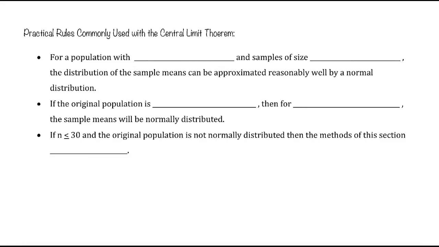If we have a population with any distribution, and we have samples of size n greater than 30, the distribution of the sample means can be approximated reasonably well by a normal distribution. If the original population happens to be normally distributed, then for any sample size n, the sample means will be normally distributed. And if the sample sizes are less than or equal to 30 and the original population is not normally distributed, then the methods of this section simply do not apply.